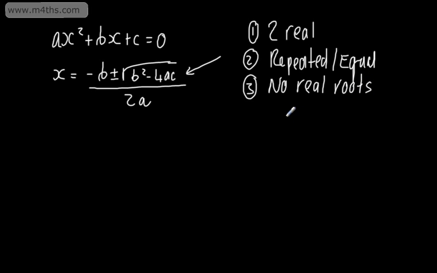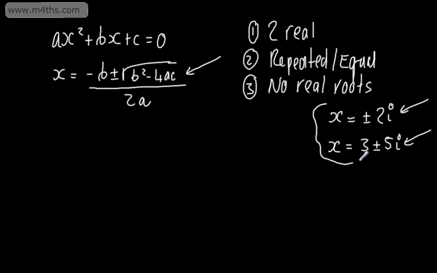No real roots means that our solutions will either be purely imaginary or complex. So for example, x might be equal to plus or minus 2i. This gives us a purely imaginary solution to the quadratic equation. If we had complex solutions, we might have x is equal to 3 plus or minus 5i. Complex solutions are beyond this unit, but when we hear the term no real roots, we have purely imaginary or complex solutions. We will look at these shortly to give you some idea of what's going on.